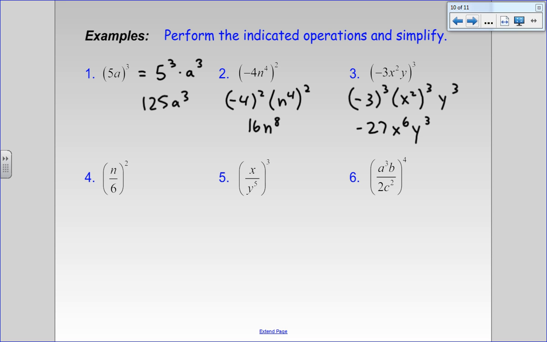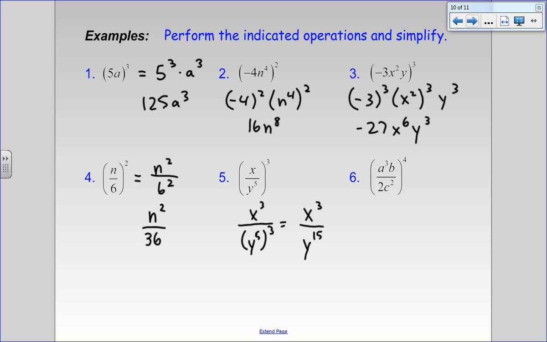The next three problems involve raising a quotient to a power. In problem 4, the quantity n over 6 squared would be n squared over 6 squared, raising the numerator and denominator to that same power. So our answer is n squared over 36. In problem 5, once again, we raise the numerator and the denominator to that power of 3. So we have x to the 3rd over y to the 5th to the 3rd. So in our numerator, we have x to the 3rd. In our denominator, we multiply the exponents, 5 times 3, and we have y to the 15th.